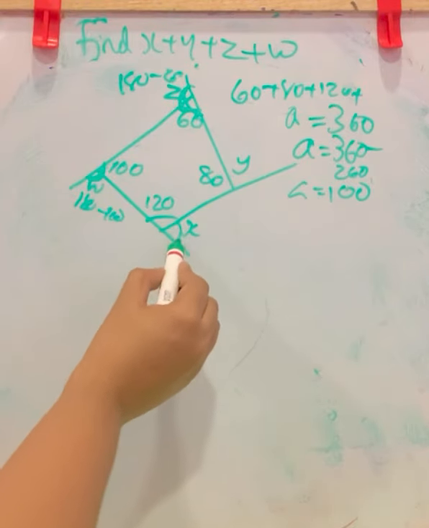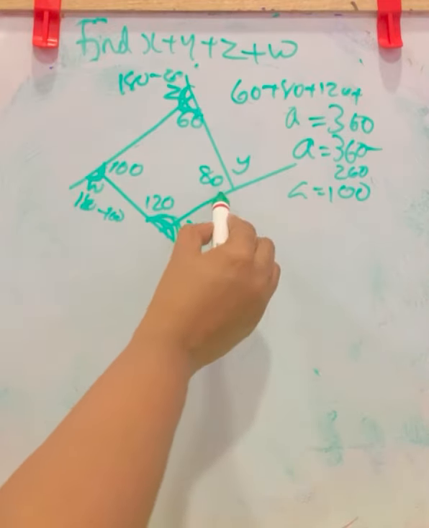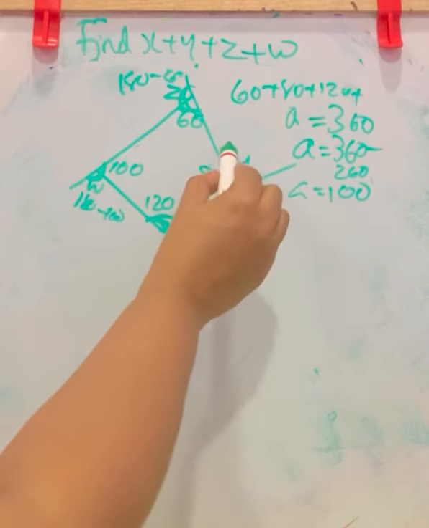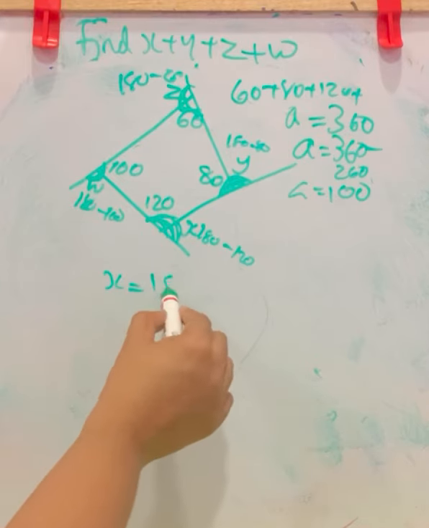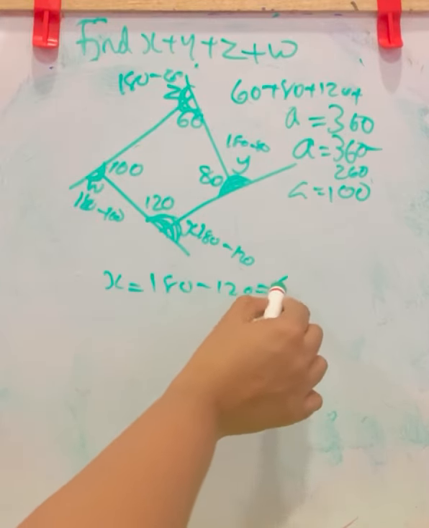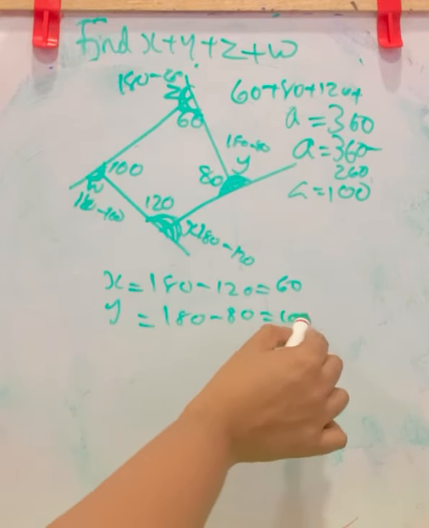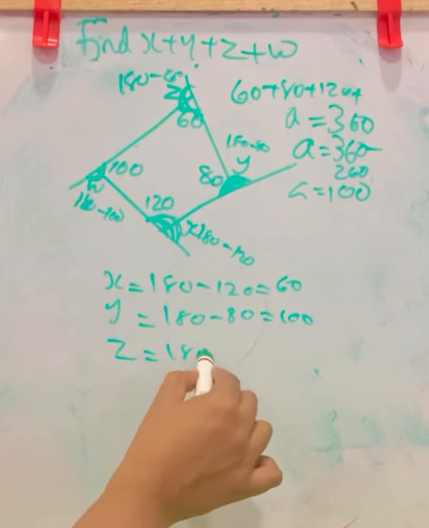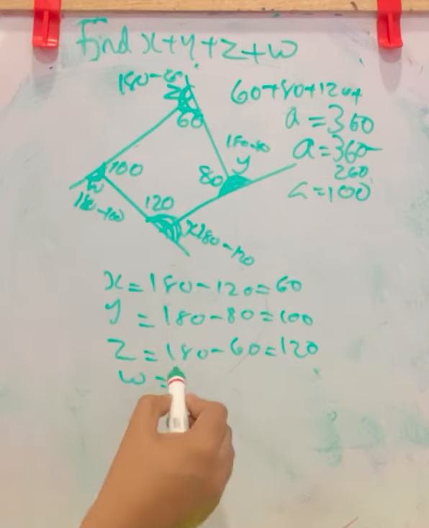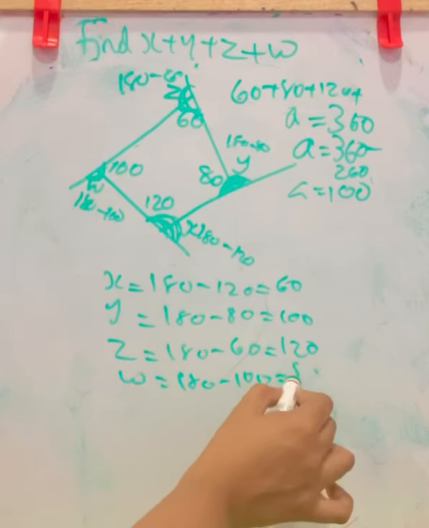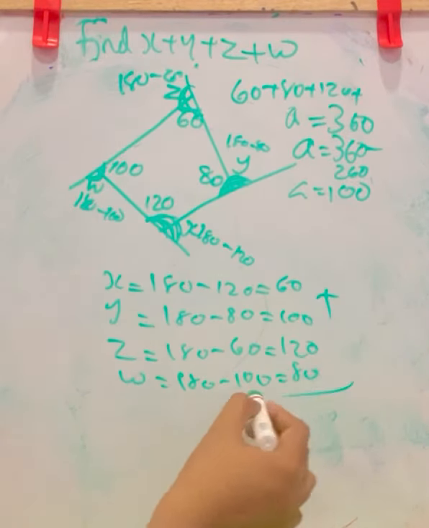Now this X is a linear pair here. So this is 180 minus 120. Now this Y is again a linear pair with this angle. So this is 180 minus 80. We can say X is equal to 180 minus 120, that is 60. Y is equal to 180 minus 80, that is 100. Z is equal to 180 minus 60, that is 120. W is equal to 180 minus 100, that is 80.